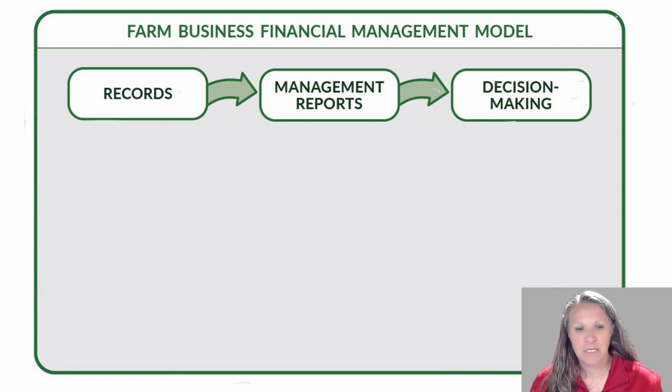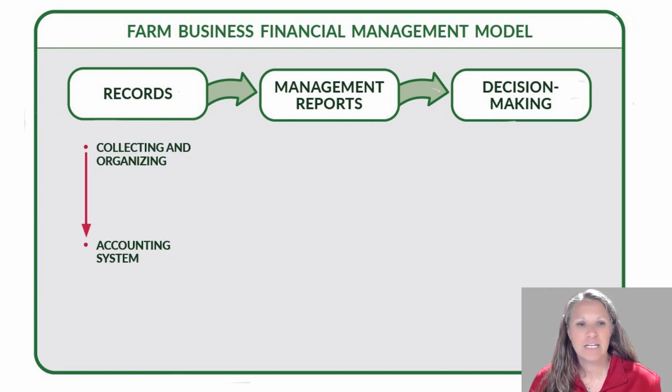From the image on your screen, you can see that there are three primary functional areas associated with the financial management model. Records feed into management reports, and reports will help you integrate financial sense into your farm decision-making. The farm financial model begins with records, which details collecting and organizing of your farm business's production and financial information. In this part of the process, you should be collecting production or physical records. You must also collect and organize your financial records or your income and expense receipts in an accounting system.